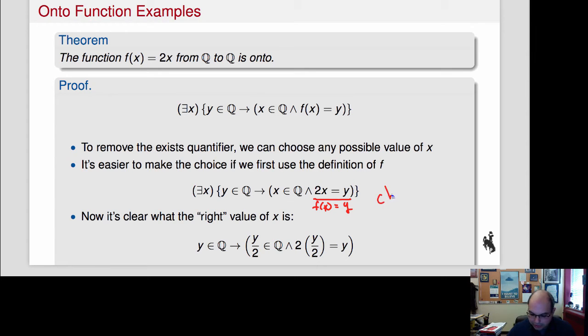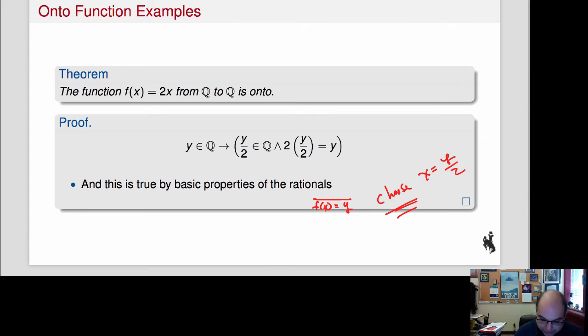So now I can choose x is equal to y over 2, right? Now I know how to make that choice. So now I can remove the quantifier, and I have y belongs to Q. That should imply that y over 2 belongs to Q, and 2 times y over 2 is equal to y, okay? But why does that follow?